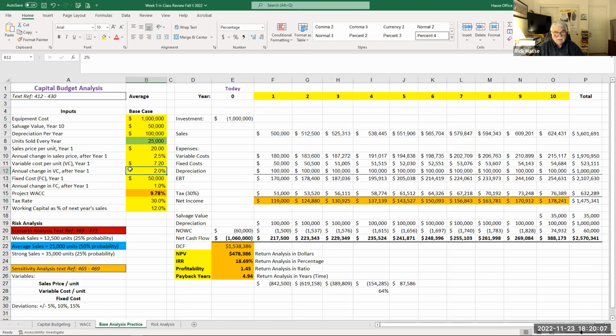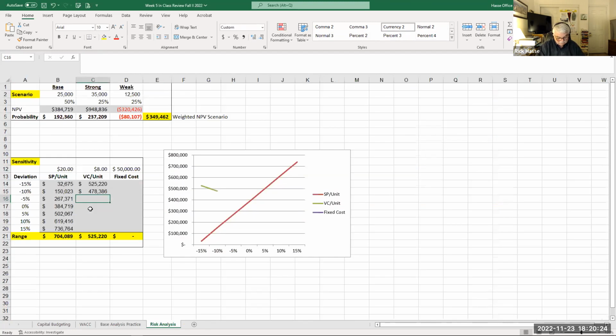So let's take a 5% reduction in variable cost. That's 0.95 times $8. And we make 431,553. No change. It's still the 384,719 with no changes. That's our original base case. There we go.